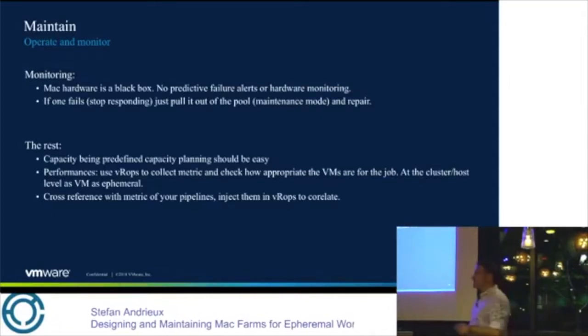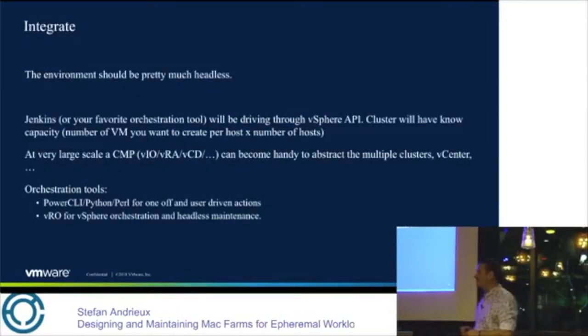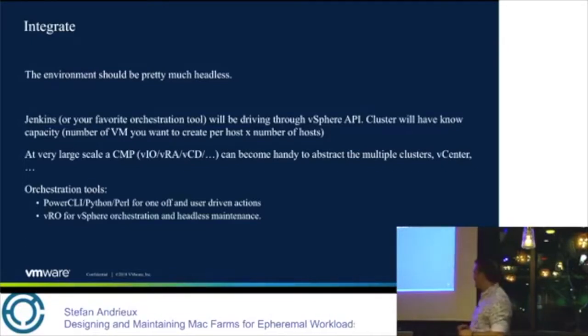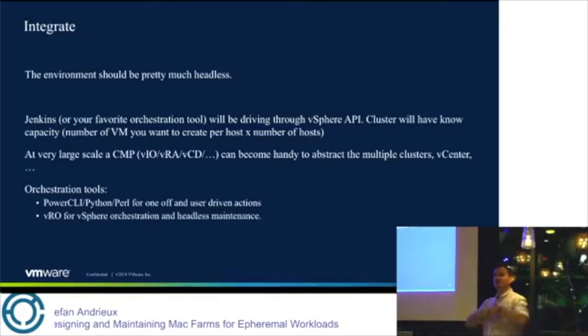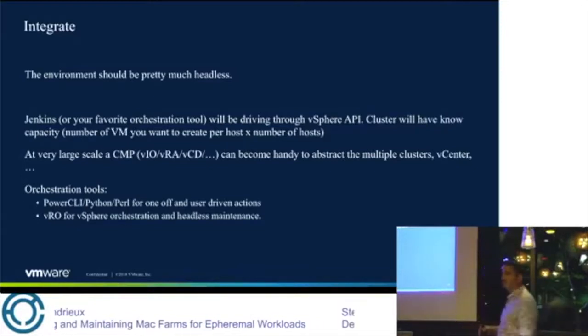Then integrate. So we have a wonderful machine we just designed. We just need to drive that machine. On a particular CI/CD use case, the environment is going to be pretty much headless. So nobody is going to connect to vCenter to do any action except fixing an ESXi host, attaching storage, deploying new ones, but that's it. The rest of it is going to be purely driven by API, by the orchestration tools.